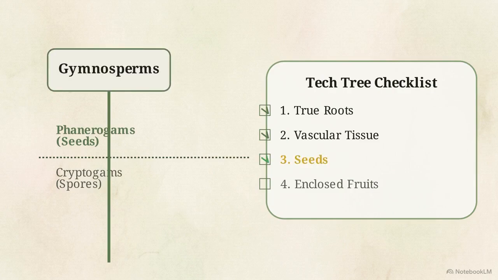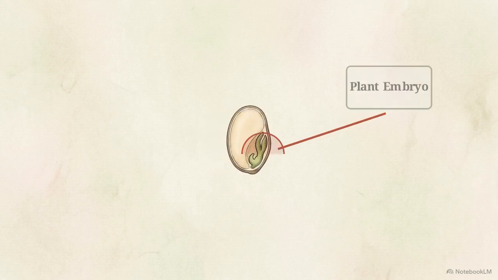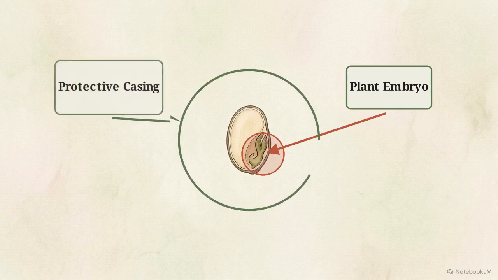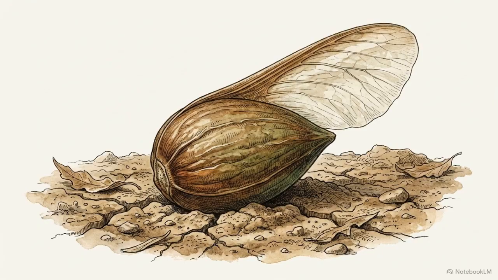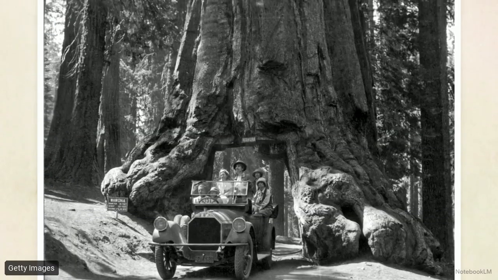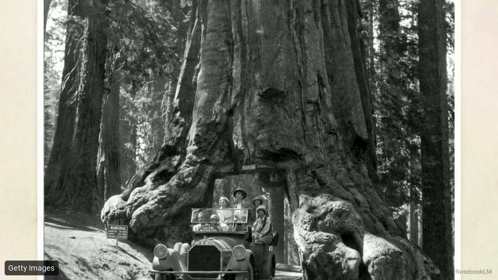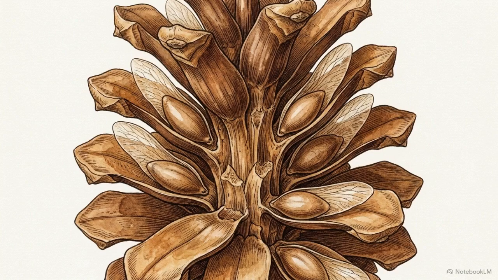This is the arrival of the seed, seen first in the gymnosperms. Instead of relying on a fragile spore, a gymnosperm packages a developed plant embryo inside a protective casing, along with a dedicated food supply. This completely removes the plant's reliance on standing water for reproduction. This photograph of a giant sequoia demonstrates the sheer physical scale made possible by combining thick vascular tissues with the reproductive autonomy of seeds. However, gymnosperms like pines and cycads produce what are called naked seeds. They develop exposed on the surface of cones, without any outer fleshy layer.